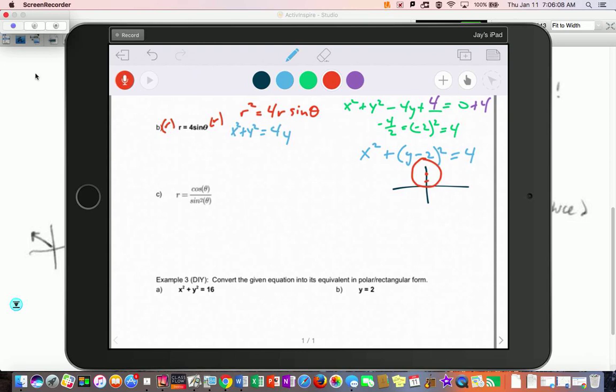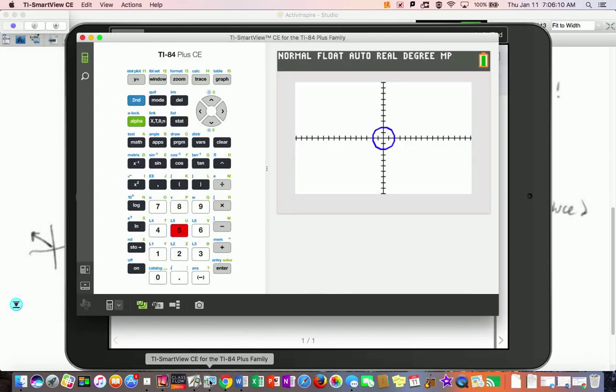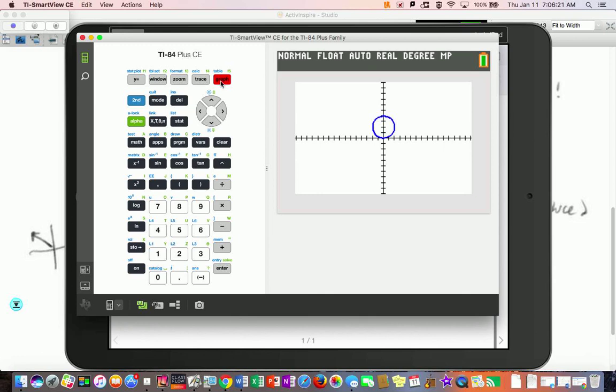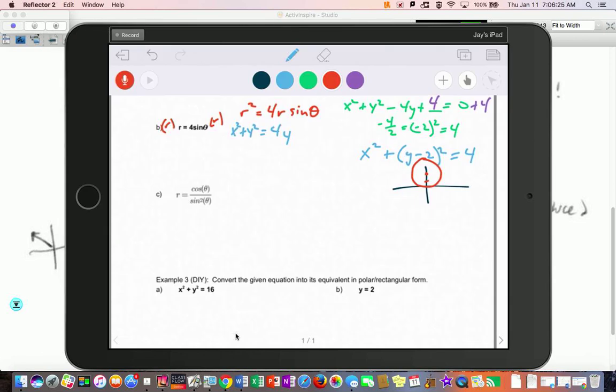So now let's go back to the calculator and just double check that that's what the original equation was. So 4 sine of theta. And we have that circle shifted up just like we have over here. So I'm getting rid of r and theta. The first time I squared both sides to create the r squared. The second time I multiplied by r.